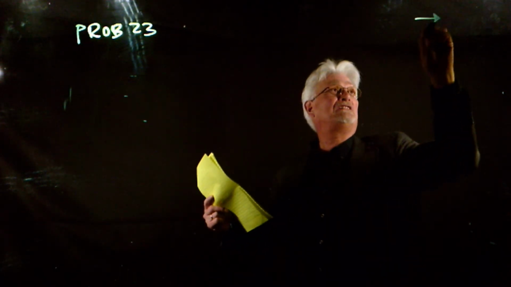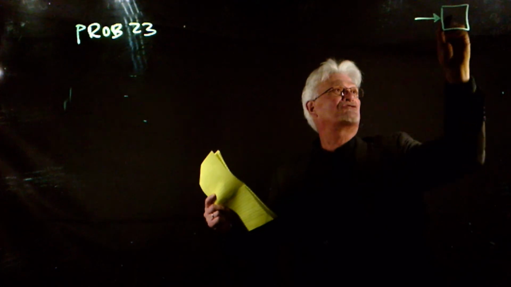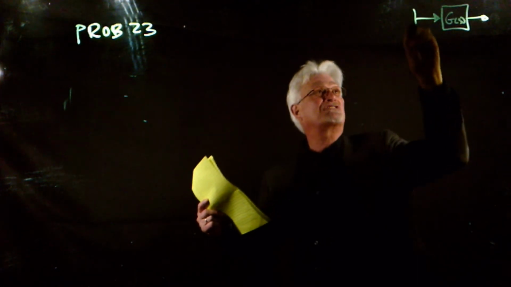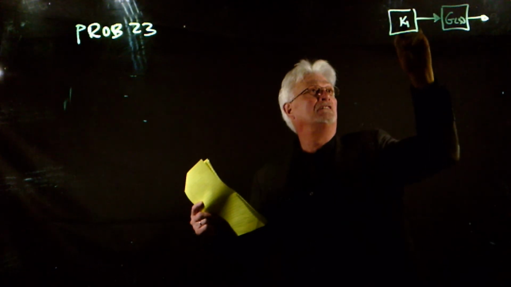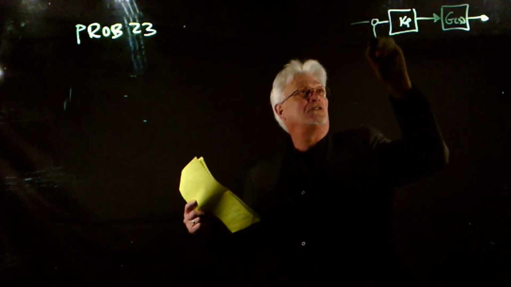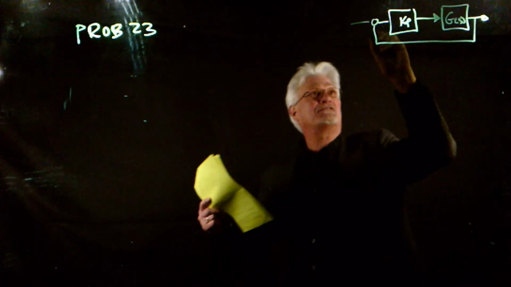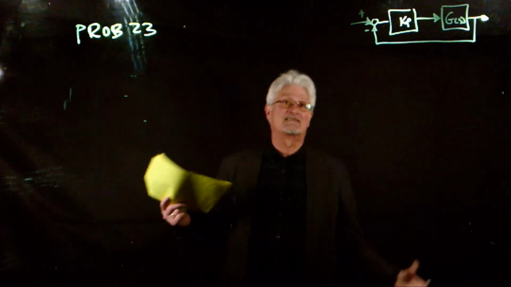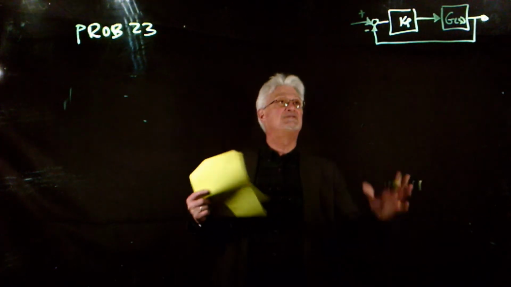All unity feedback systems look like this. G of S, it's kind of implied that there's a KP involved. And then also, it is a unity feedback system. There's always a minus there and a plus there, so there's some nuances with that. Okay, so that's a unity feedback system.